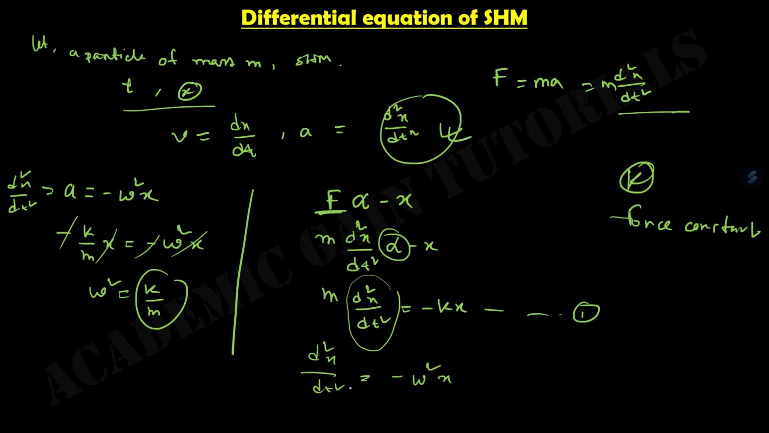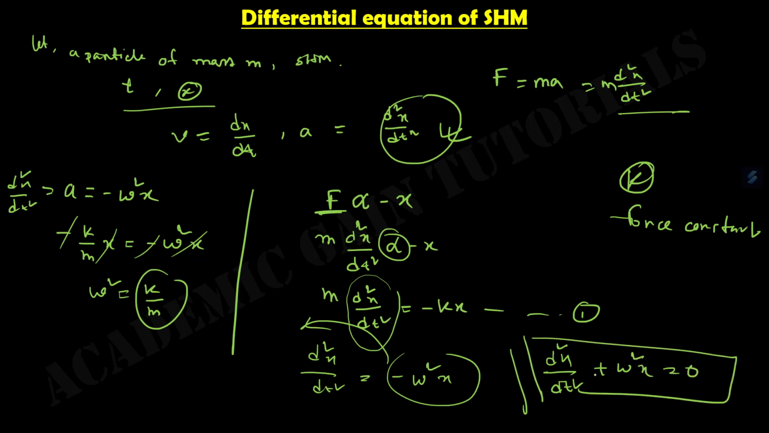Then if I take this term to the left hand side, I will get d square x by dt square plus omega square x equals 0. And this is known as the differential equation of a particle executing simple harmonic oscillation or simple harmonic motion. I hope you understand this differentiation term.